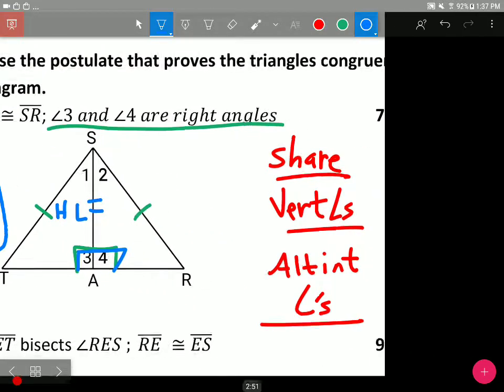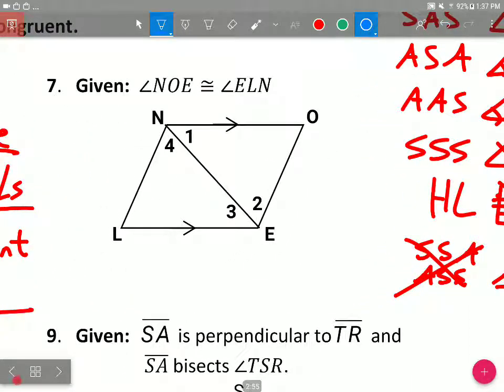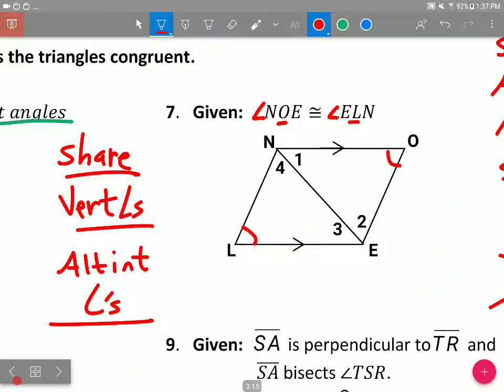That's 6, 7. All right, given NOA is congruent to ELN. So NOE, remember, if they give you an angle, go with the middle letter. So NOE, that's this one, is congruent with ELN. ELN, that's, nope, that is this one. All right, they gave us that. Now we have to go with these ones. Is there anything they share? Okay, they share this one.